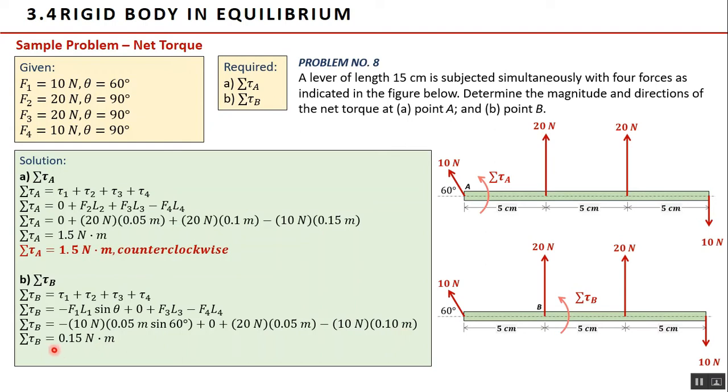So the net torque about point B is 0.15 Newton-meter. The answer is also positive, therefore the lever tends to rotate counterclockwise when the fulcrum is placed at point B.